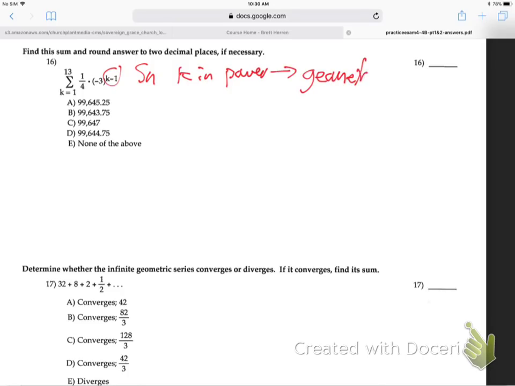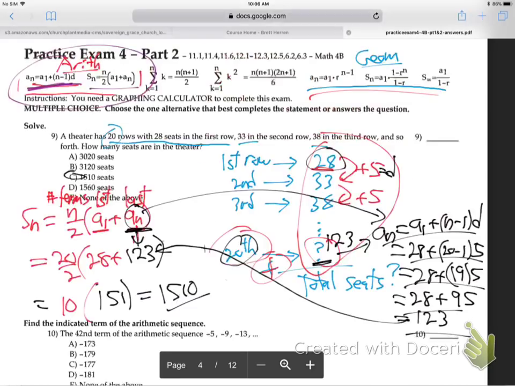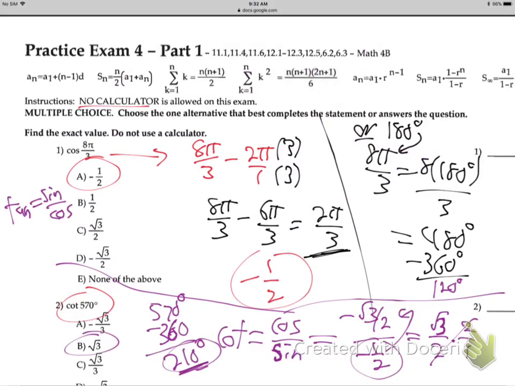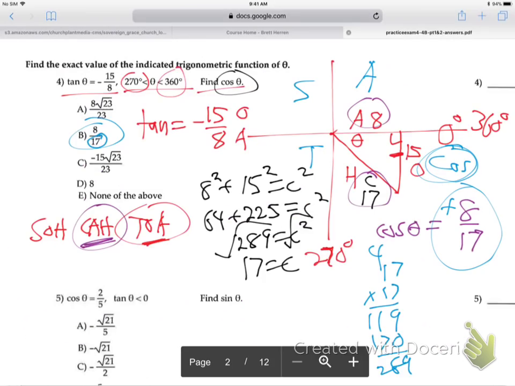Geometric. So let's go back and get the geometric. S sub n of geometric. There it is. The GM ones over here are the geometric ones. So grab the geometric S sub n: A1 times 1 minus r to the n over 1 minus r.